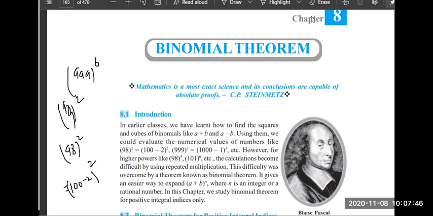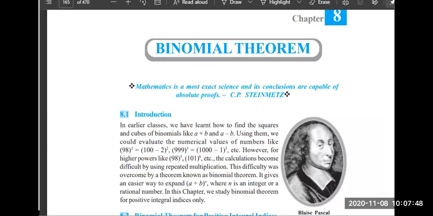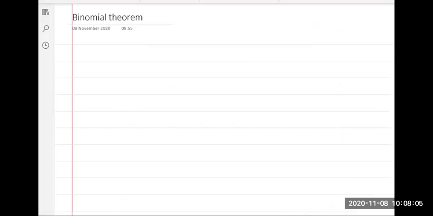So what I want to know is a general formula. If I can write a plus b, where a and b can be variables, to the power n, how can I write this? Now, before going through the formula, let's understand what is the meaning of that.